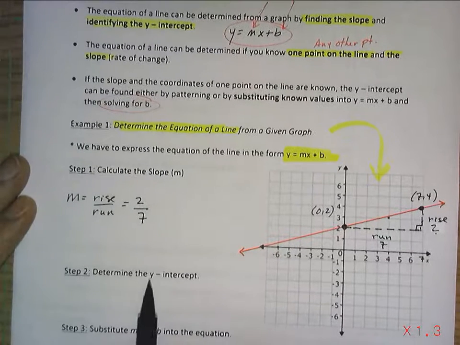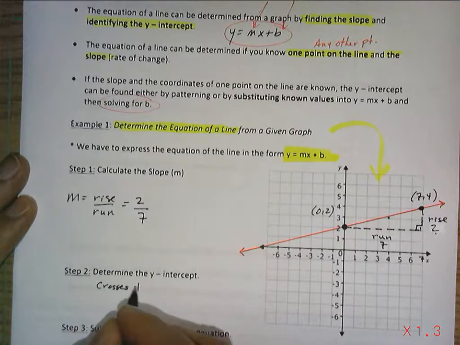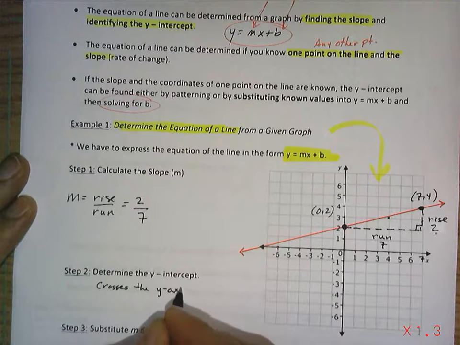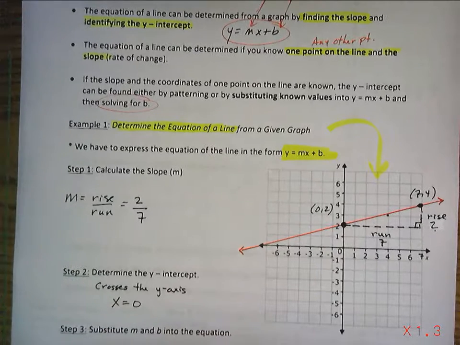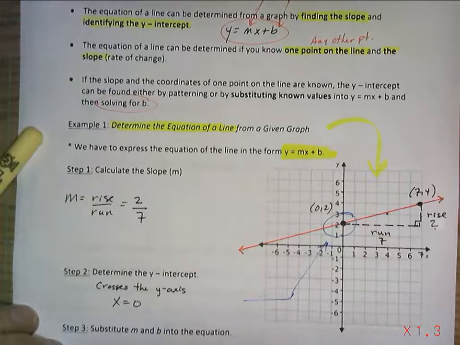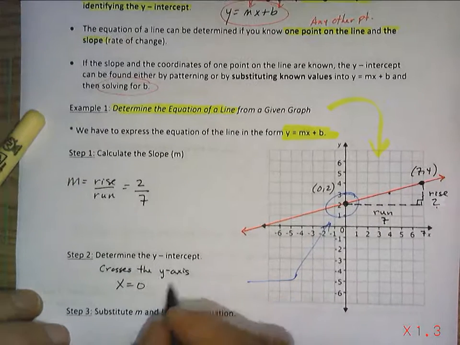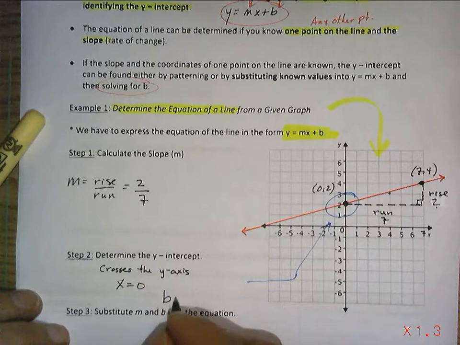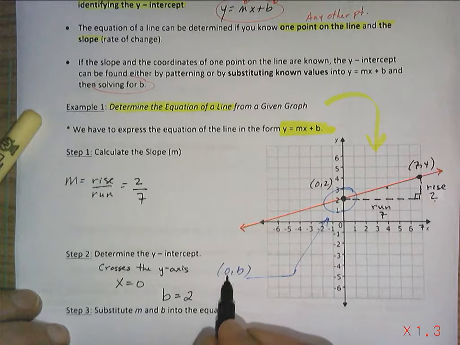Determine the y-intercept. By definition, the y-intercept is where it crosses the y-axis, which means it's going to have an x value of 0. If we look for that point, it's right here. That is going to be your y-intercept point. That's where it's crossing the y-axis. So your y-intercept is b equals 2, because remember, this point is given by (0, b): 0 for the x, b for the y. That's where it's going to cross here.